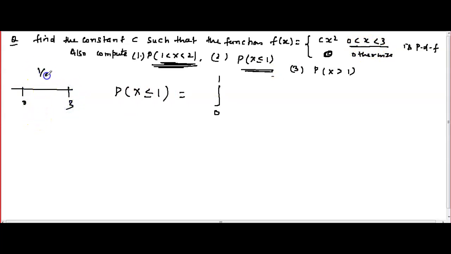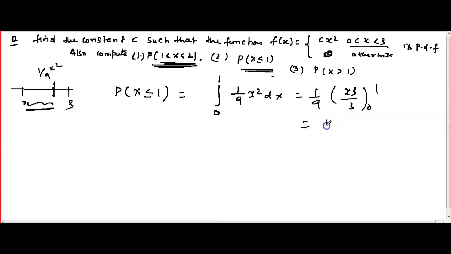Okay, that is the 1 by 9 x square we got. But we have to find only between 0 to 1, so you have to integrate between 0 to 1. So, integral of 1 by 9 x square dx. 1 by 9 is outside. This becomes x cube by 3, from 0 to 1. So we can write 1 by 27, with upper limit 1 and lower limit 0. So 1 minus 0 gives 1 by 27.